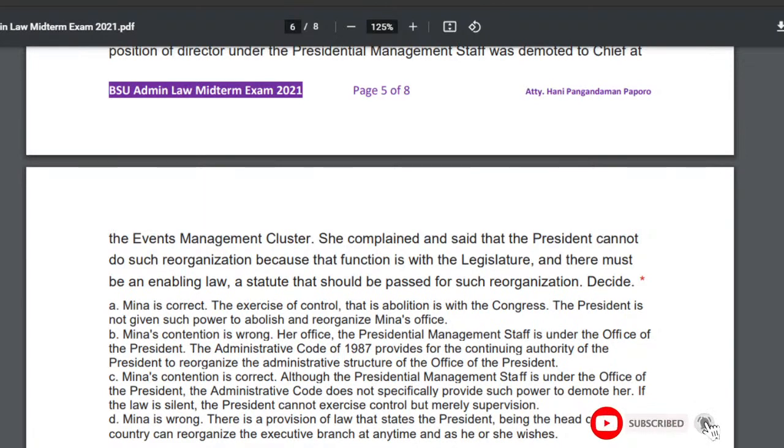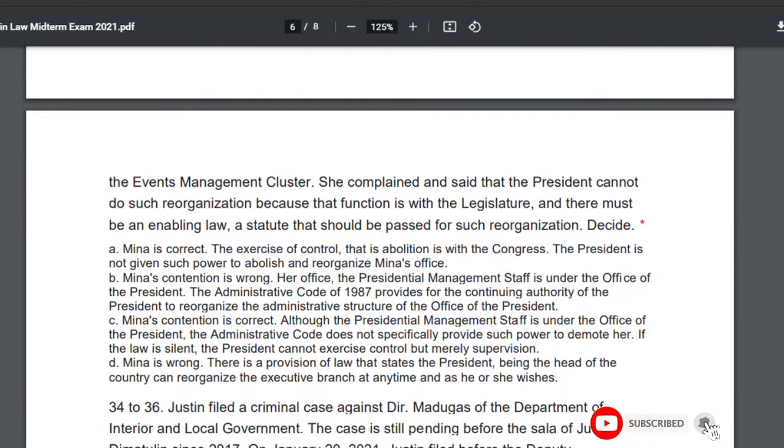Is that the correct answer? Or letter C, Mina's contention is correct. Although the PMS is under the Office of the President, the Admin Code does not specifically provide such power to demote her. If the law is silent, the President cannot exercise control but merely supervision. Now, if you encounter this particular problem, for example, you have to check the Admin Code of 1987 to see if the President was given that authority to reorganize the office, okay, or not.